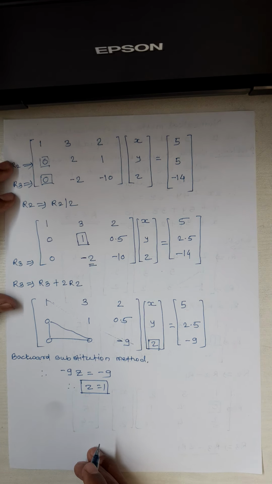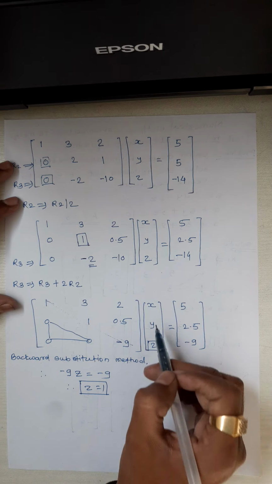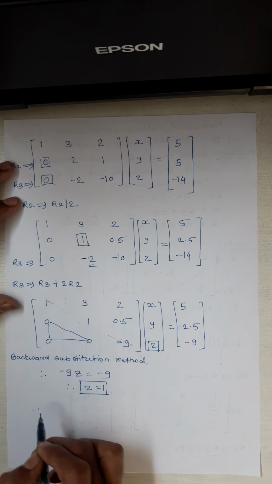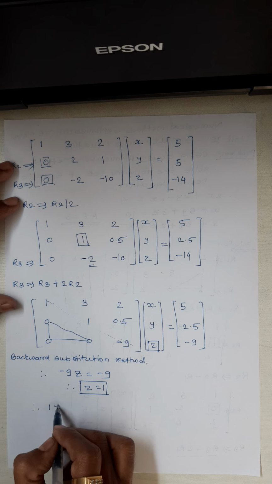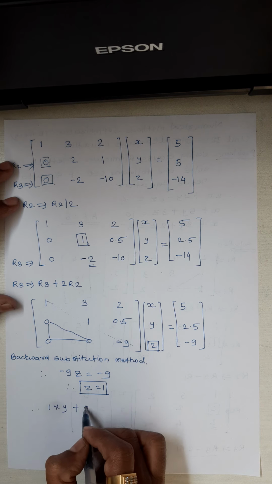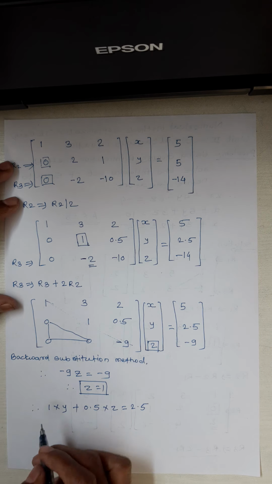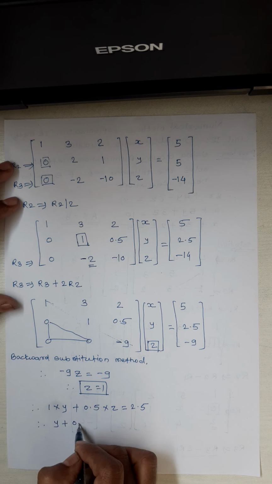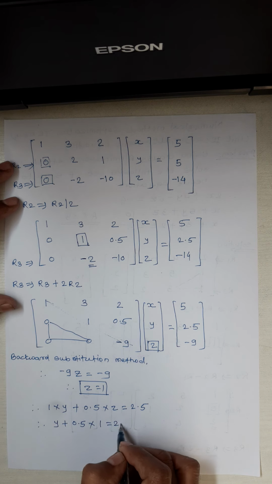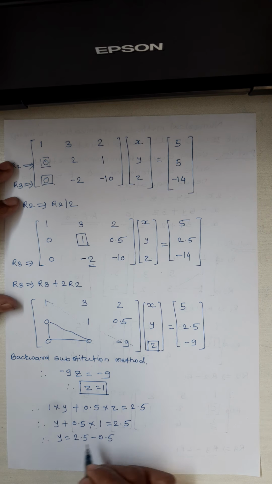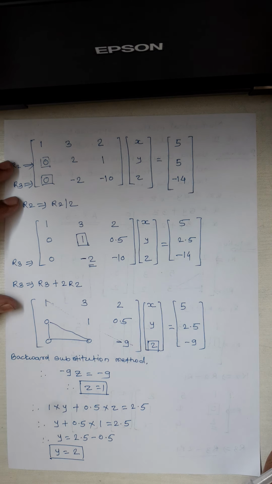The next step, we have to find the second unknown y. How to find the second unknown y? We know that 0 into x plus 1 into y plus 0.5 into z is equal to 2.5. So therefore y plus 0.5 into 1 is equal to 2.5, means y equal to 2.5 minus 0.5, y equal to 2. The answer for y is equal to 2.